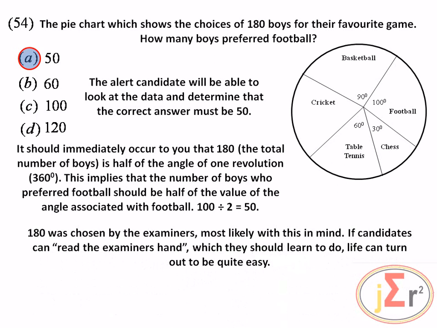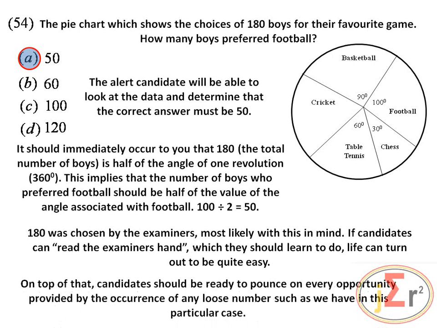180 was chosen by the examiner, most likely with this in mind. If candidates can read the examiner's hand or mind, which they should learn to do, life can turn out to be quite easy. On top of that, candidates should be ready to pounce on every opportunity provided by the occurrence of any loose number, such as we have in this particular case. So, when we see loose numbers in a problem, we should just jump at the opportunity to make use of them, like we have just done.